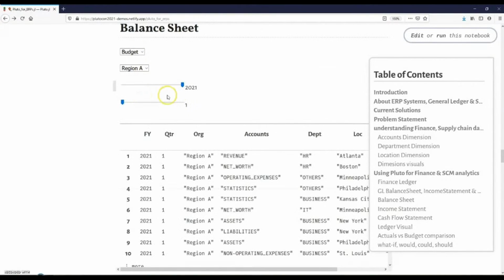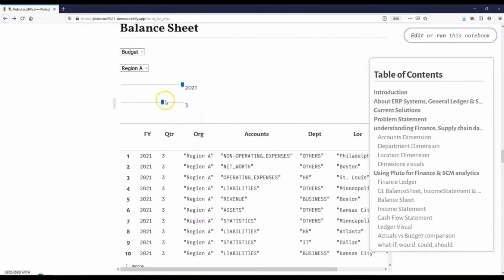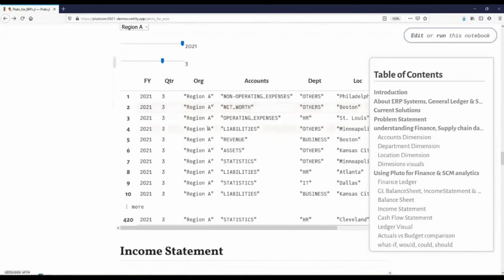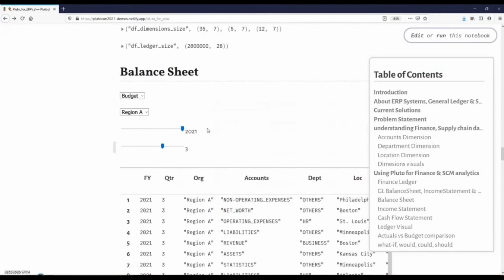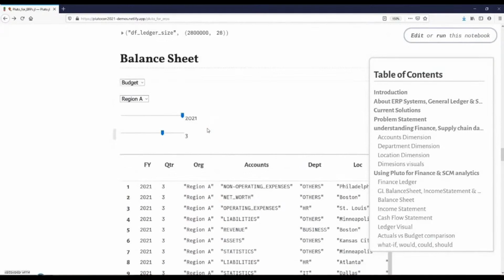As you can see, I want to see what my budgets are planned for region A, for accounting period 2. So it gives them flexibility to see the data dynamically. Again, I'm not going to compare with other tools. Other tools give this information as well.